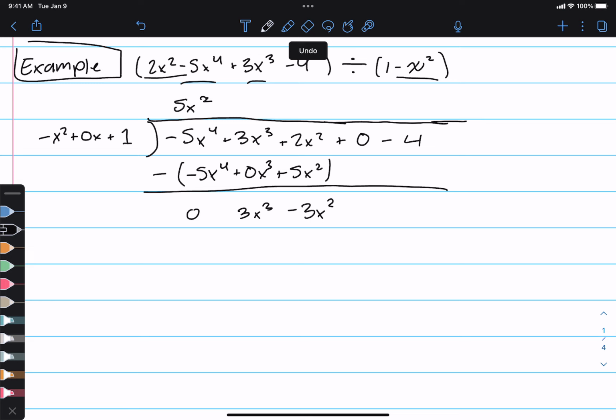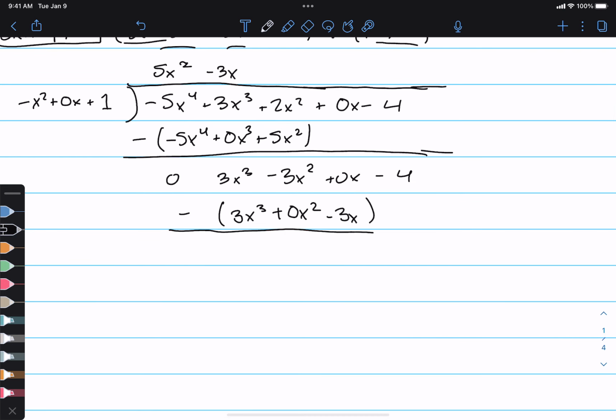And now we're going to go again. So how many times can we put negative x squared into 3x cubed? Well, that's going to be negative 3x times, right? So we're going to now subtract plus 0x minus 4. So now we're going to subtract 3x cubed plus 0x squared, and then since we're multiplying by negative 3x, minus 3x, right? So when we do this, these are going to cancel out.